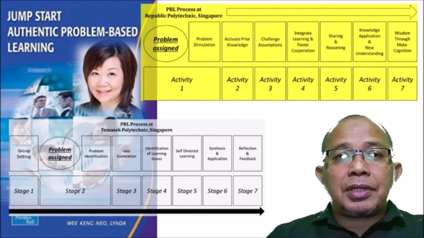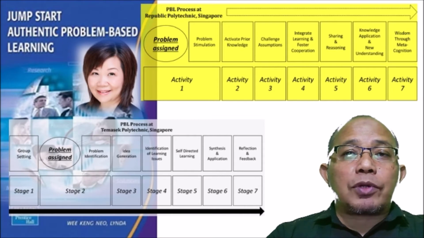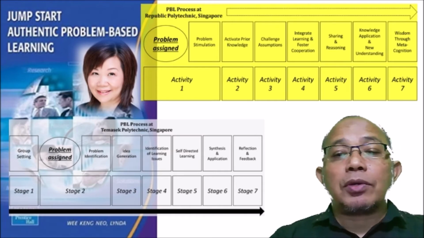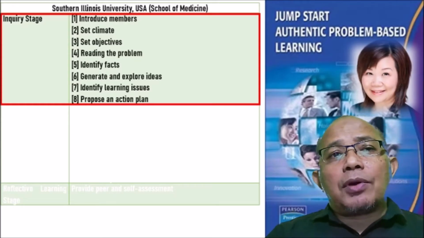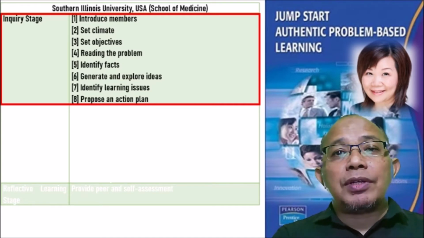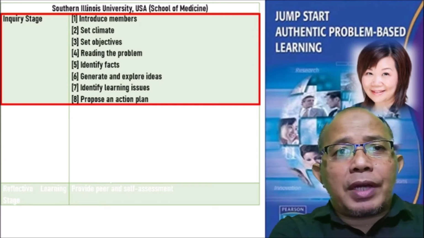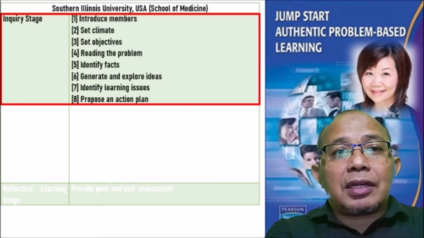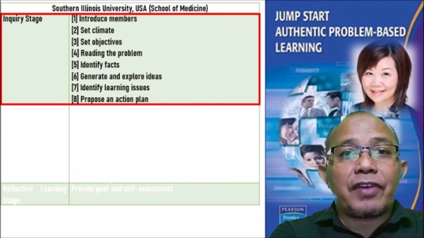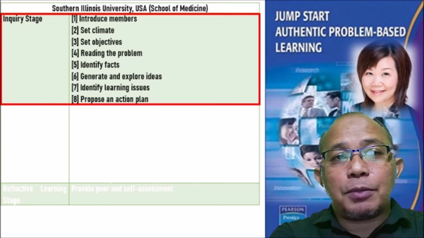In this short presentation, I will be sharing another six models. Since the models were proposed over 15 years ago, there might be minor or even major changes in current models in practice. Among the models discussed by Linda Wee in her book is one from the School of Medicine at Southern Illinois University, United States. The inquiry stage in this model includes: one, introduce members, set the learning climate, set the learning objectives, read the problem, identify facts, generate and explore ideas, identify learning issues, and finally propose an action plan.